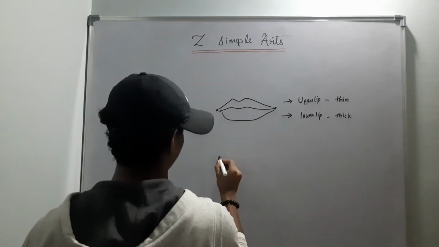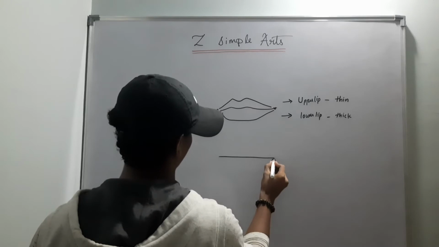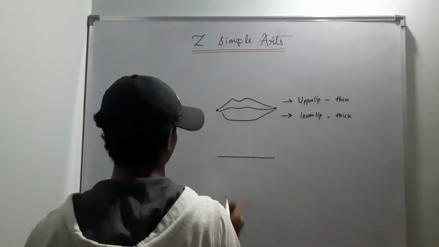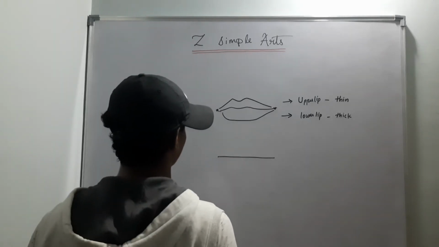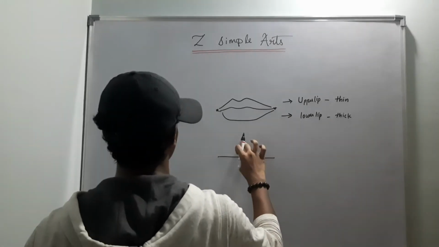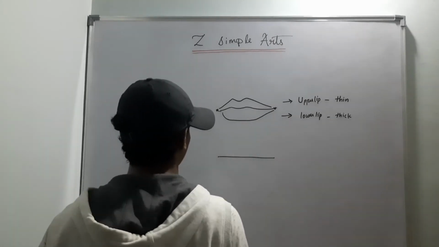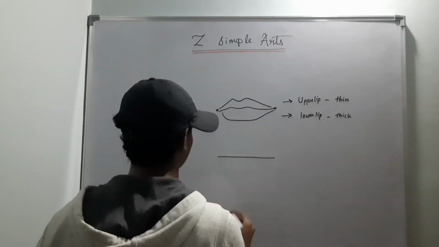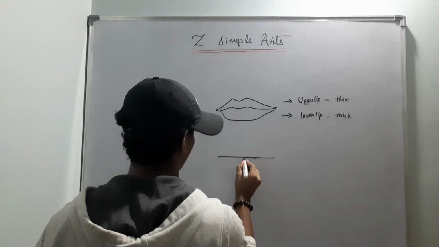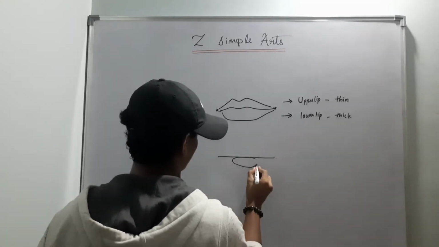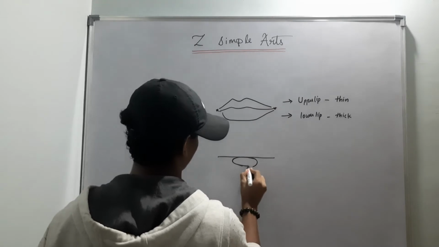To get it straight, we have to draw an imaginary line. This imaginary line serves as the boundary between the upper lip and the lower lip. And for the beginners, I would recommend you to draw an oval shape just below the imaginary line.